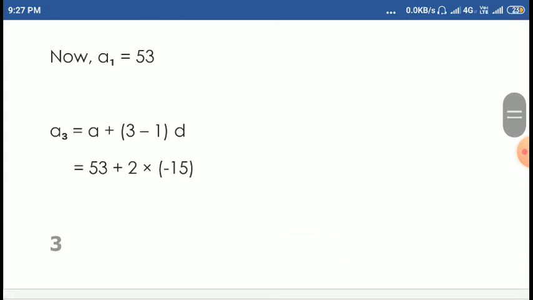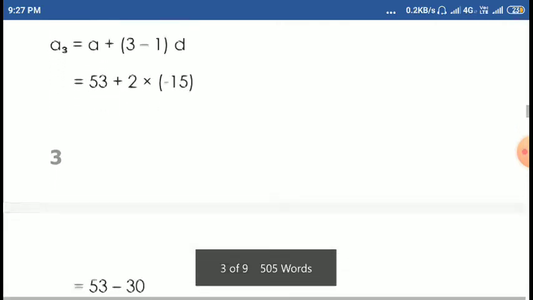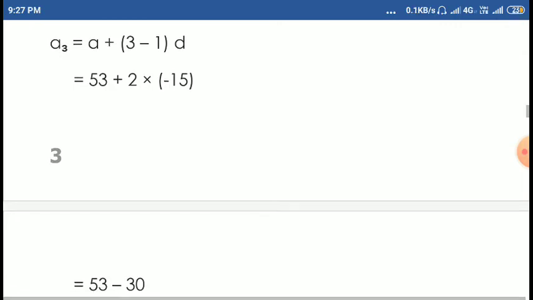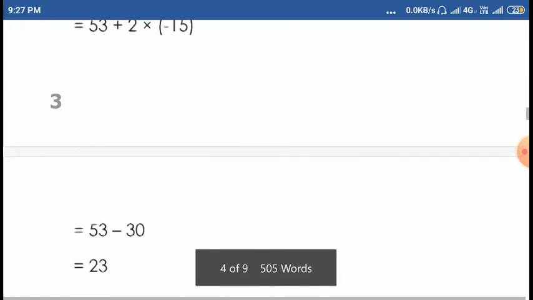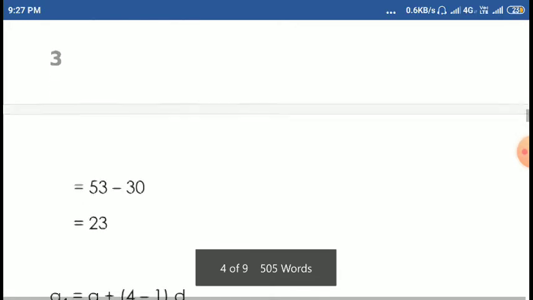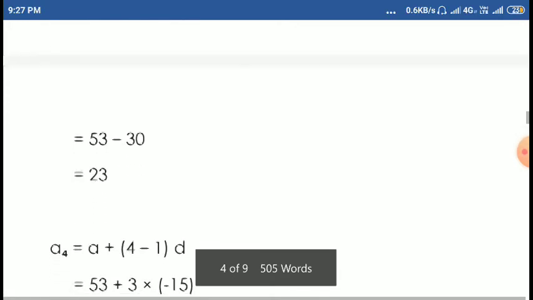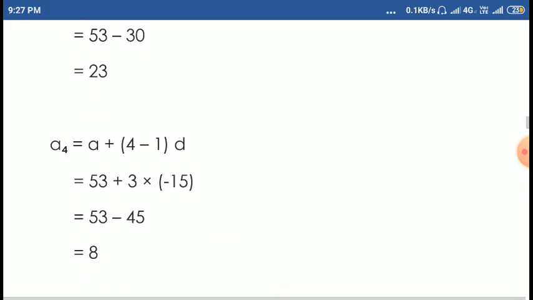Then we come to the third term. This is not given, we need to find the third term of this AP. A3 is equal to A plus (3 minus 1) into D, that is the nth term formula. Since the number of the term is 3 here, substitute the values of A and D, then we get 53 plus 2 into minus 15. If you simplify, this is very simple, 53 minus 30 equals 23. This is the third term.